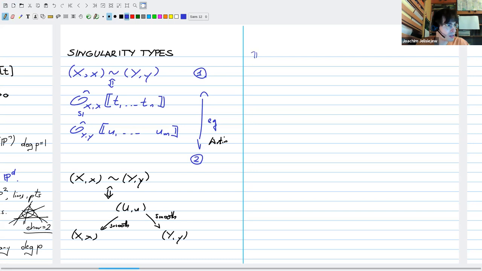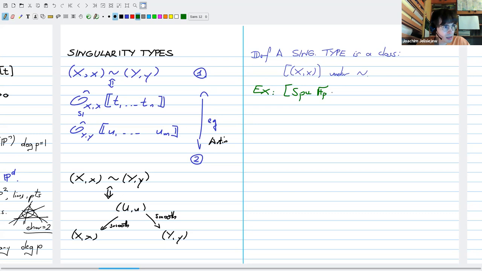So by definition, a singularity type is a class of those pointed schemes under this relation. So the examples that you should keep in mind are, well, you could consider the class of F_p with its unique point. And if you have an X here, then this exactly means that the local ring has characteristic p, and apart from that, that it is smooth, well, regular.